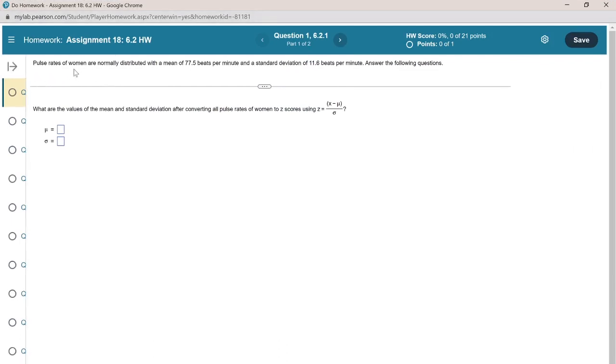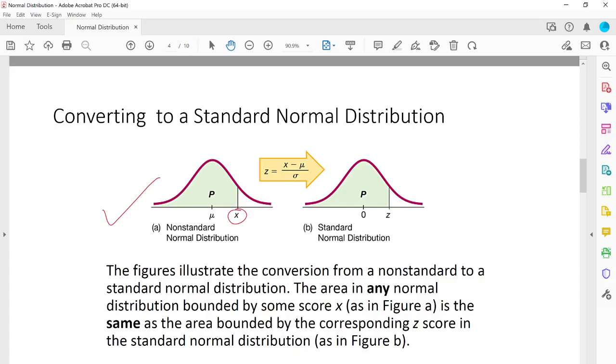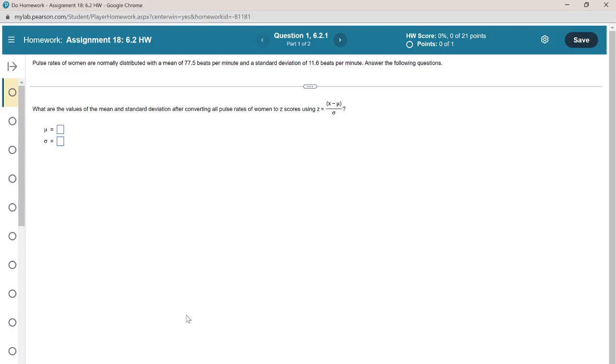Let's say problem 1. Pulse rates of women are normally distributed with a mean of 77.5 beats per minute and a standard deviation of 11.6 beats per minute. Answer the following question. What are the values of the mean and standard deviation after converting all pulse rates of women to the z-score? Whenever we convert a non-standard normal distribution to the standard normal distribution, mu becomes 0 and standard deviation becomes 1. So the mu would always be 0 for the standard normal distribution, and standard deviation is 1.